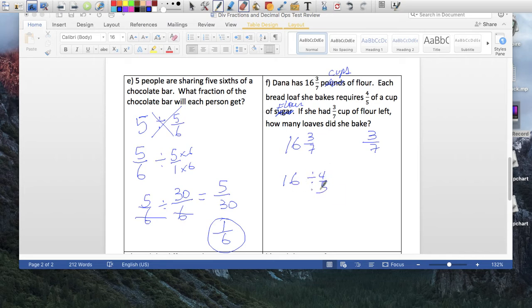So she has 16 full cups, and let's see how many groups of 4/5 fit into 16. Put it over 1. LCM is 5. 5 over here, 4 times 5, and on top is times 5 again. 16 times 5 is 80. Cross, 80 over 4, and 80 over 4 will give you 20 loaves of bread.